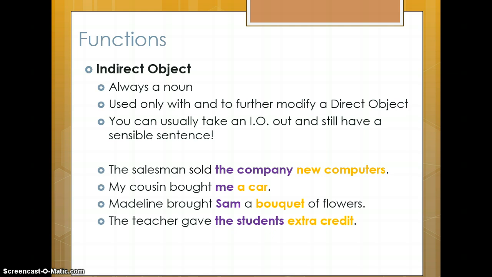My cousin bought me a car. My cousin bought a car. That makes sense. It has our transitive action verb. It has our direct object. Who did that car get bought for? My cousin bought me a car. Same thing with Madeline and her flowers. Madeline brought a bouquet of flowers. Makes sense, just fine. But we add our indirect object. Madeline brought Sam the bouquet of flowers. The teacher gave the students extra credit. The person or the entity that direct object is happening to or for or about is going to be your indirect object.